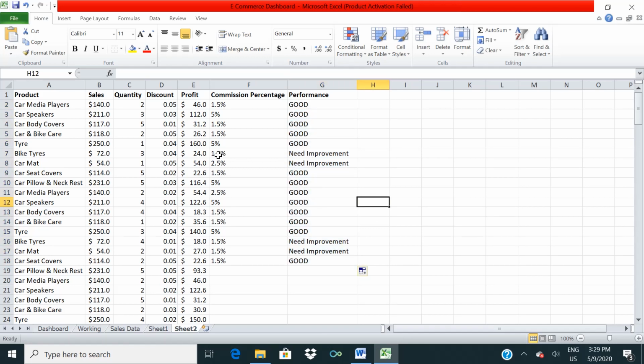Here see, it is less than 100 and it is less than 100, so it is need improvement. But here, one is less than 100 but the other is greater than 100, so it is good. Similarly here both the values are greater than 100, so performance is good.